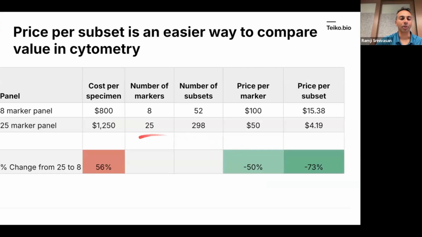So let's look at that in table form so we can really understand the data. Remember, we have the 8-marker panel and the 25-marker panel over here. We have cost per specimen. We have the number of markers on each panel, the corresponding number of subsets, the price per marker, and the price per subset. And this is the measure that we're going to talk about, which is the percent change from 25 to 8. So this is the naive way. This $1,250 looks more expensive than $800. But then as you start to look at price per marker, it starts to get better. As you look at price per subset, much better. We think this is the best way to compare value across different cytometry offerings.